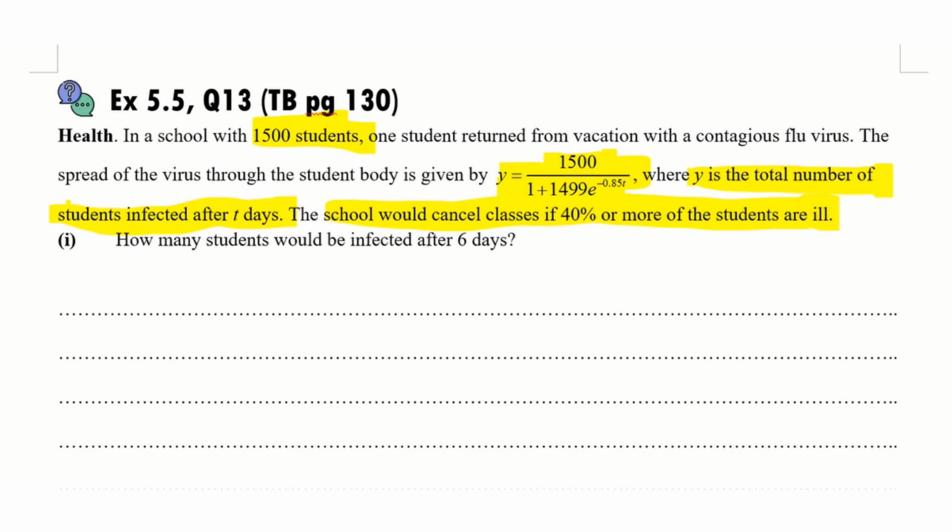In part 1, we want to find out how many students will be infected after 6 days. So after 6 days, that means t is equal to 6. We will substitute that into the given formula.